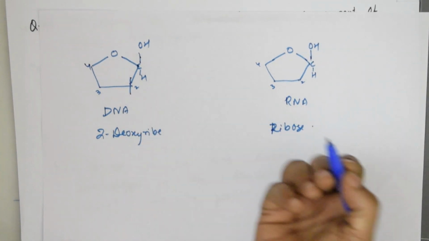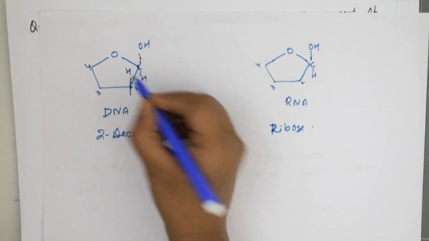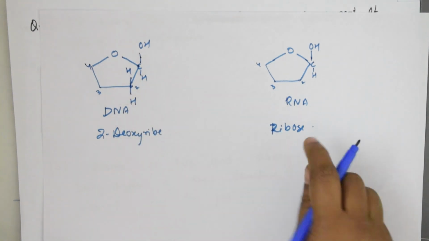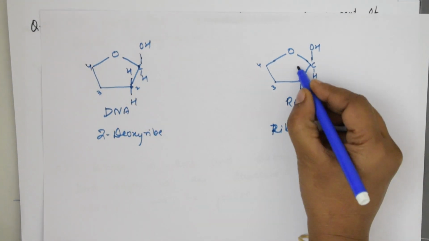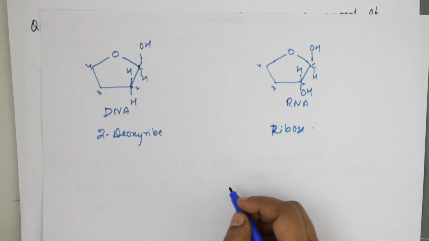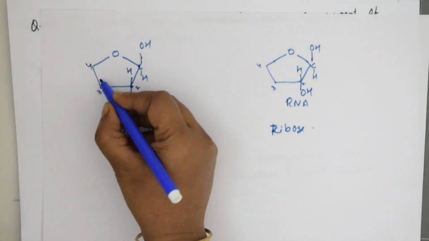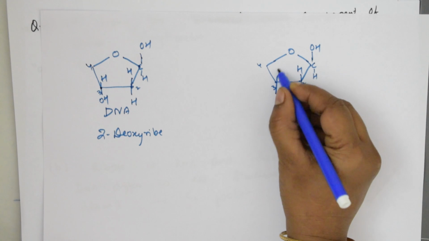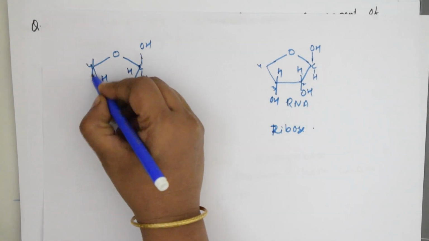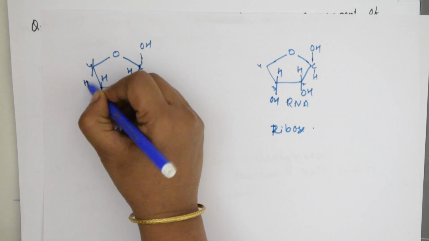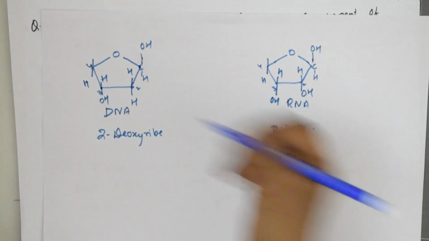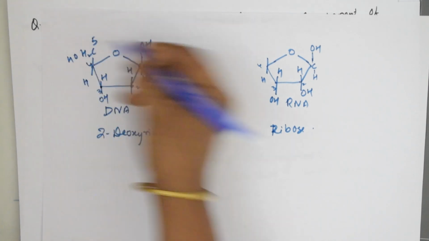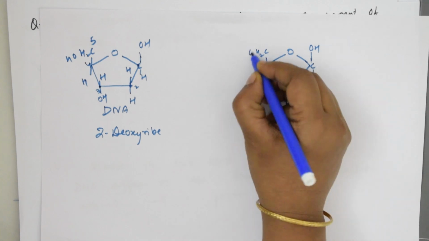In the second carbon, you have to be careful. In deoxyribose, you have both hydrogens. In ribose, you have hydrogen here and OH here. In the third carbon, you have hydrogen and OH here, and in the third carbon here also hydrogen and OH. In the fourth carbon, you have hydrogen down, here too, and this becomes the fifth carbon now. This is CH2OH, the fifth carbon. Here also CH2OH, the fifth carbon.